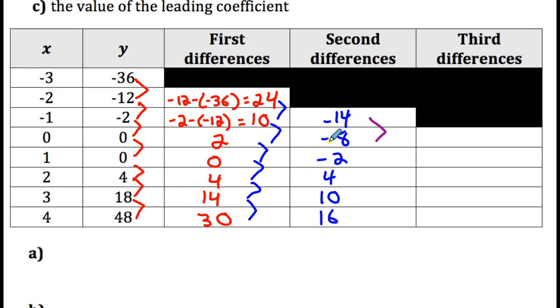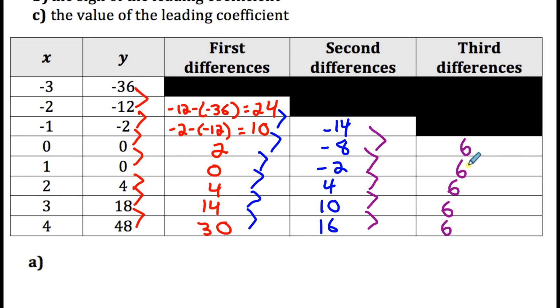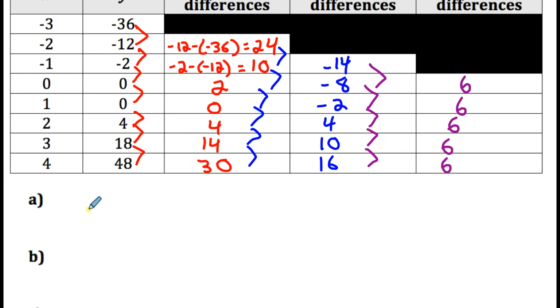Bottom minus top, negative 8 minus negative 14 is 6. Negative 2 minus negative 8, 6. 4 minus negative 2, 6. 10 minus 4, 6. 16 minus 10, 6. They're all 6. So since the third differences are all equal, we know that this is a degree 3 polynomial function that has this relationship between x and y. So it's degree 3.